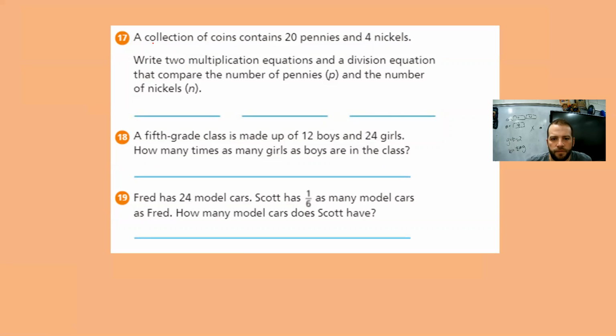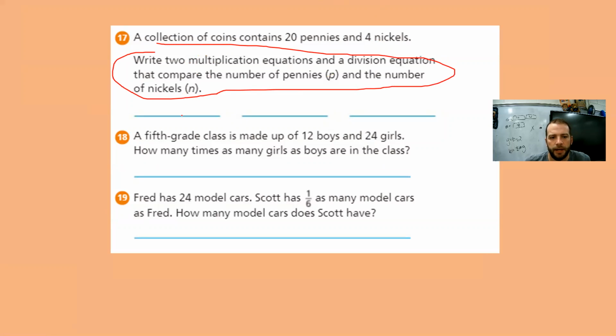A collection of coins contains 20 pennies and 4 nickels. Write two multiplication equations and a division equation that compares pennies and nickels. Okay, so let's go like this. Let's say N, that's nickels, times something equals pennies.